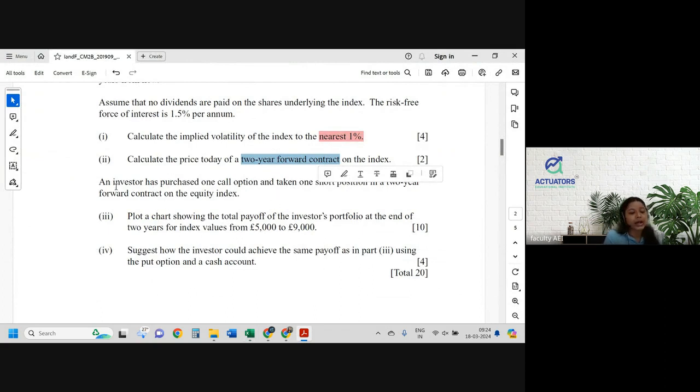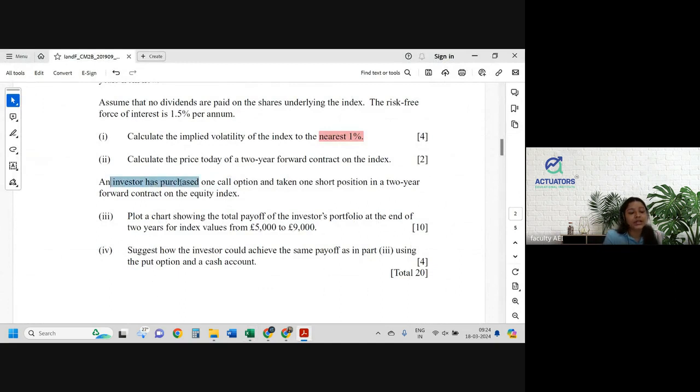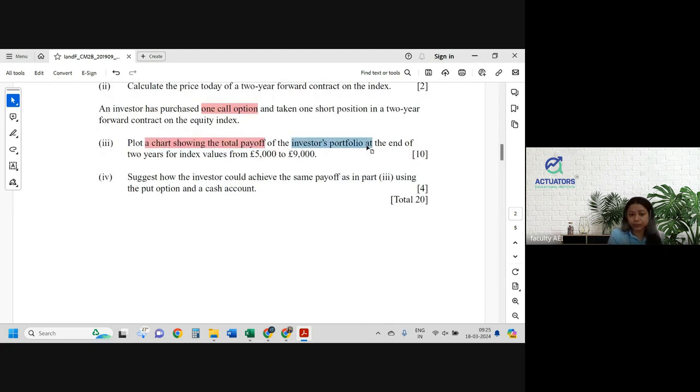Next part. You can check the answer, it's 7213.18. An investor has purchased a 1 year call option, and taken one short position. So one call option is purchased, C+, and one short position in the 2-year forward contract on the equity index. So F-, we have taken a short position in the forward contract and a long position in the option. Plot a chart showing the total payoff, this is of 10 marks, of the investor's portfolio at the end of 2 years for index values from 5,000 to 9,000.